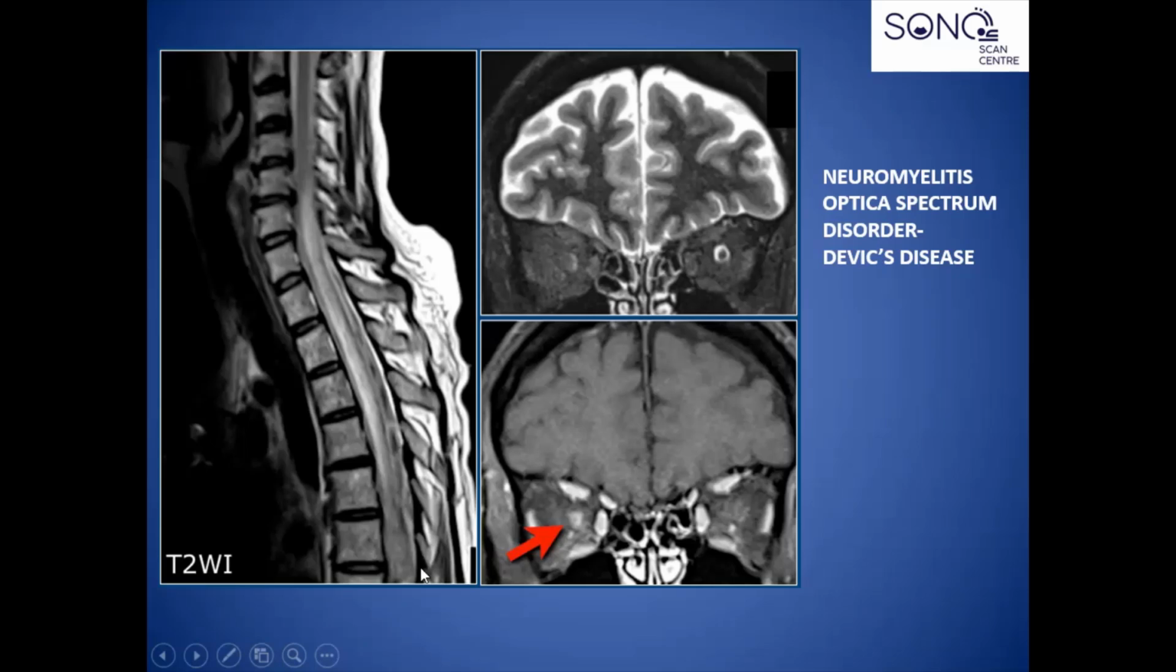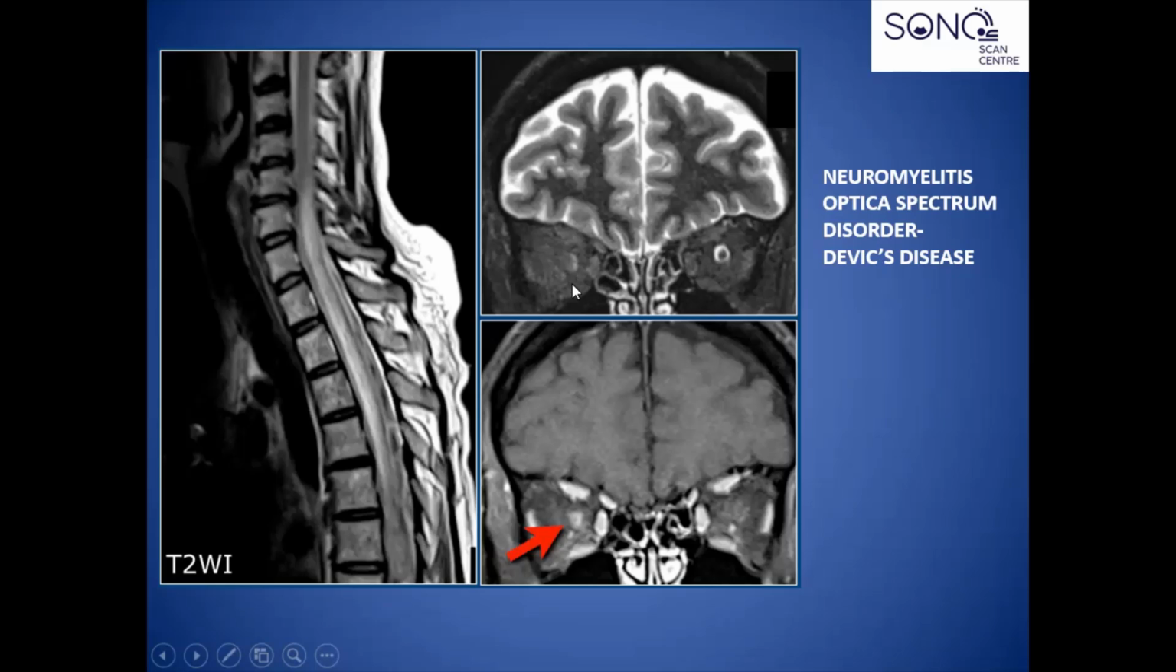So here we see a long segment T2 hyperintense lesion in the entire spinal cord, right? In the cervical and the thoracic region. This is a long segment involvement. In MS, what we saw was the cigar-shaped lesions. They were peripheral, and multiple lesions were not like this. So this must be nearly more than 15 centimeters. There's a long segment T2 hyperintense lesion.